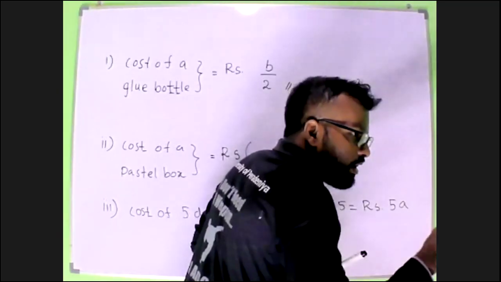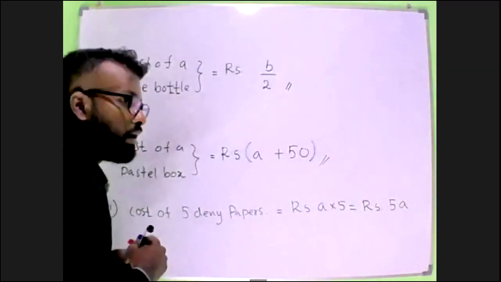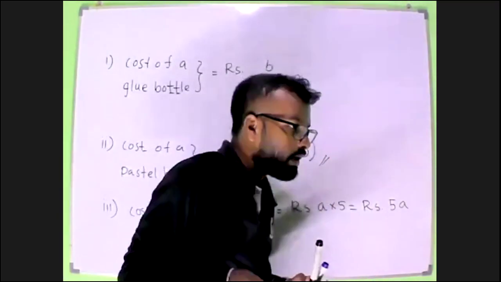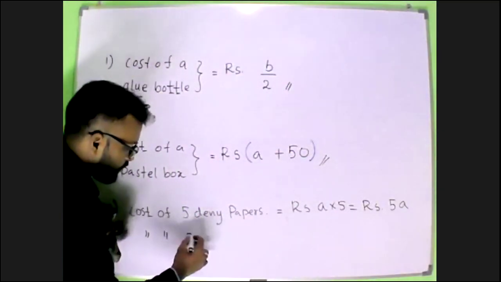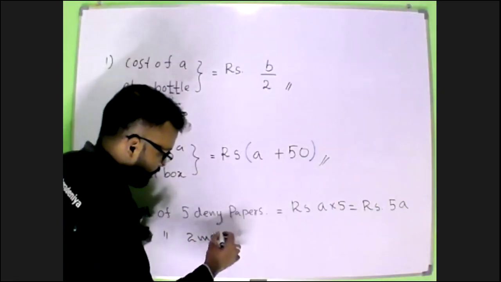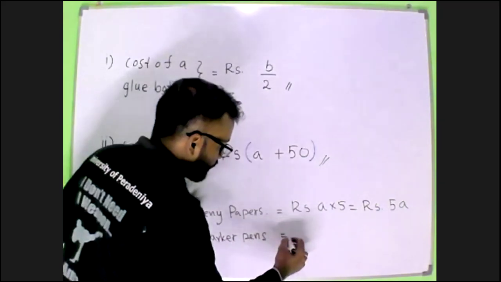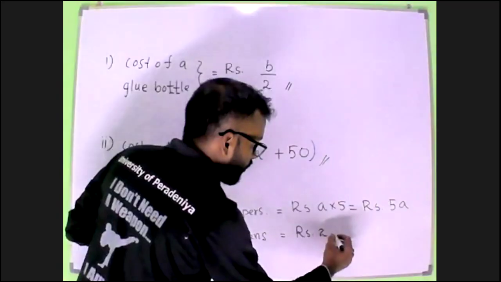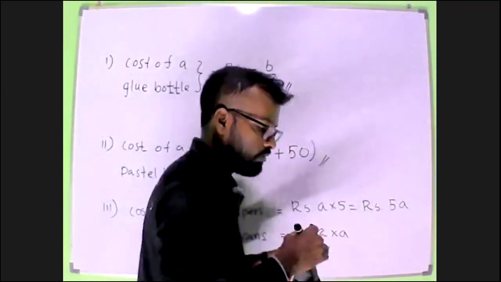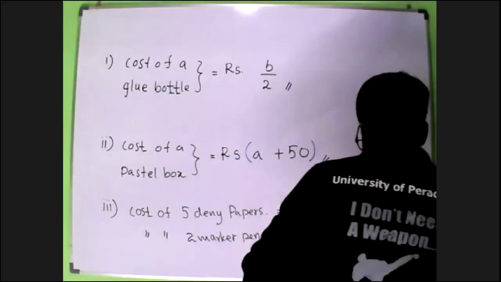Right. Then, excellent. Total cost of 5 demy papers, 2 marker pens. What is the price of 1 marker pen? It is B rupees. Cost of 2 marker pens: 2 multiplied by B.